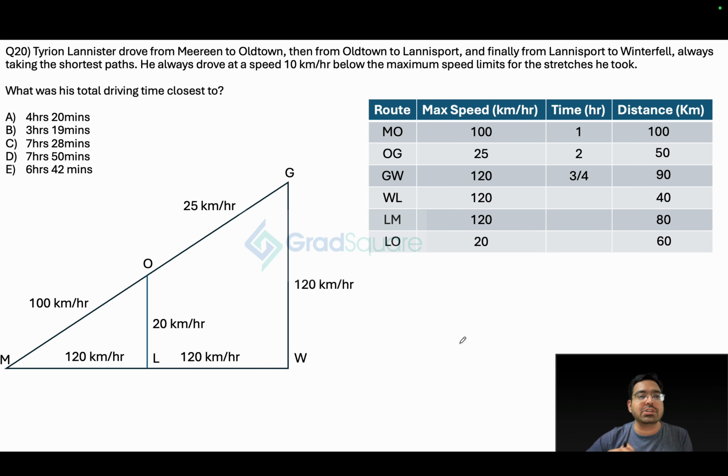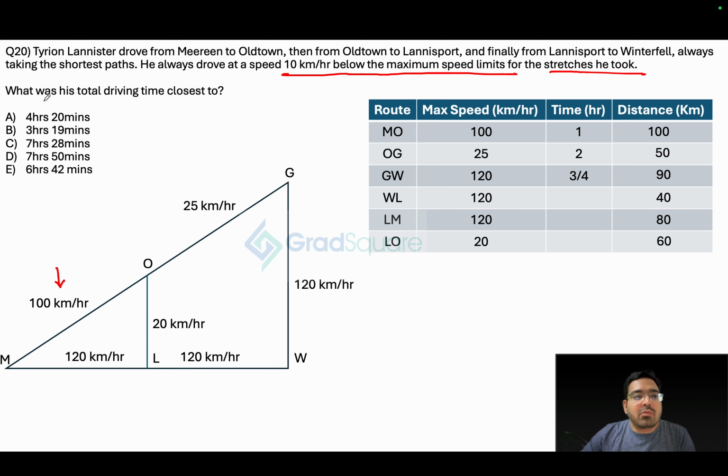So let's move on to the first question that we have. T drove from point M to O, so it is going from M to O, followed by O to L, and then L to W. So M to O, O to L, L to W is the route that it is taking, always taking the shortest path. That means the direct, straight line distance between these 2 points. He always drove at a speed 10 kilometers per hour below the maximum speed limit for the stretch he took. So in the stretch MO, he will be traveling with a speed of 90 kilometers per hour. In the stretch OL, it will be 10 kilometers per hour. And in the stretch LW, it will turn out to be 110 kilometers per hour, right? This will be the speed limit that we will be looking at, right?